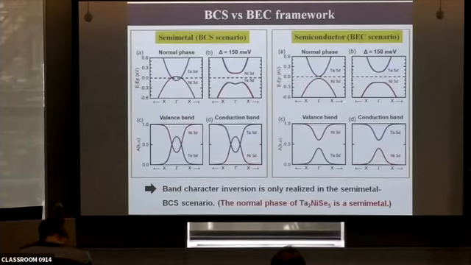However, in this case, the band character inversion does not happen. Therefore, the band character inversion is only realized on the semi-metallic side. So the normal phase of tantalum nickel selenide is just a semi-metal.